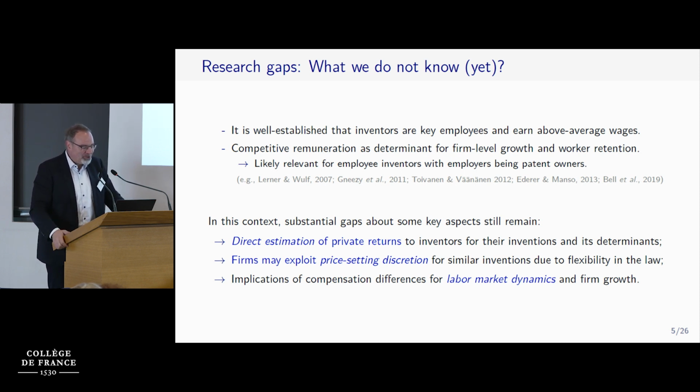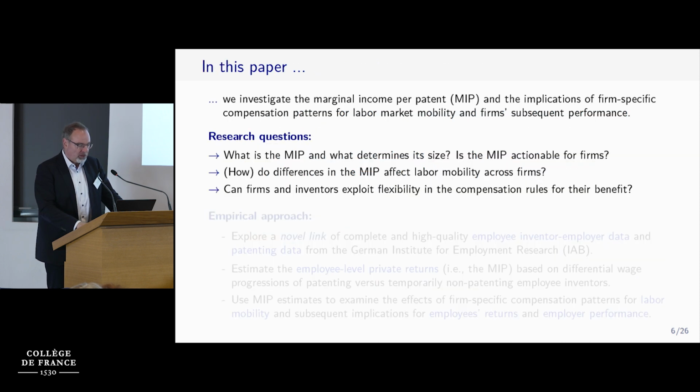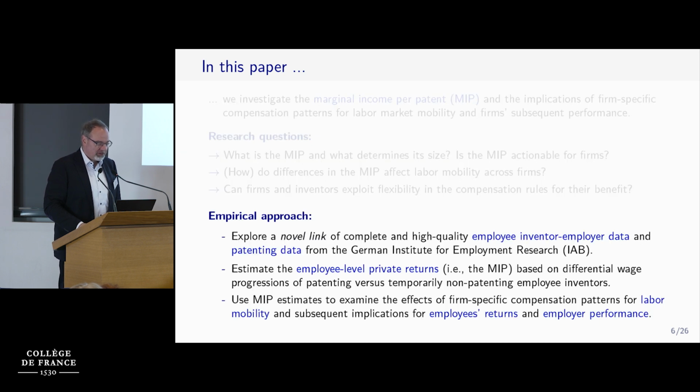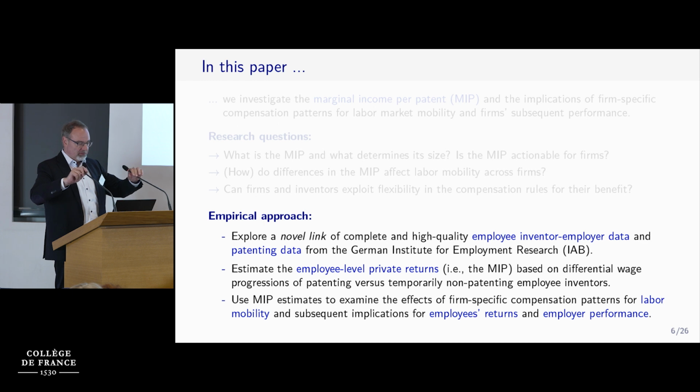But what we want to do here is we first of all want to estimate these private returns to inventors. We want to show you that firms may exploit price-setting discretion to attract inventors, and that there are also implications for labor market dynamics and mobility. So, what is this marginal income per patent? I'll show you in a second. Do differences affect the outcomes? I think they do, and I'll show you that.